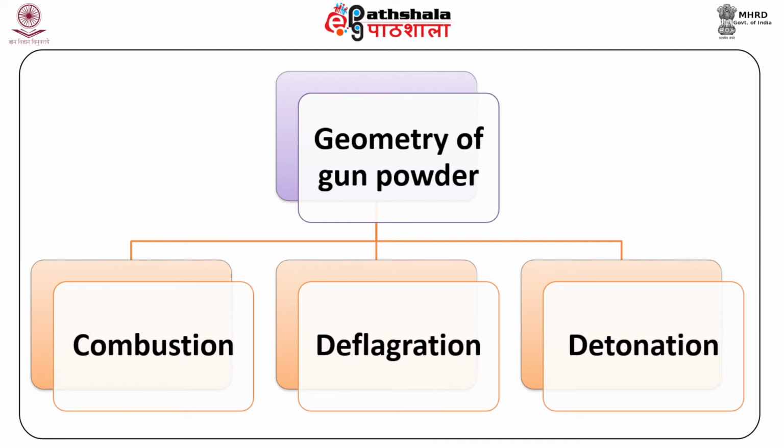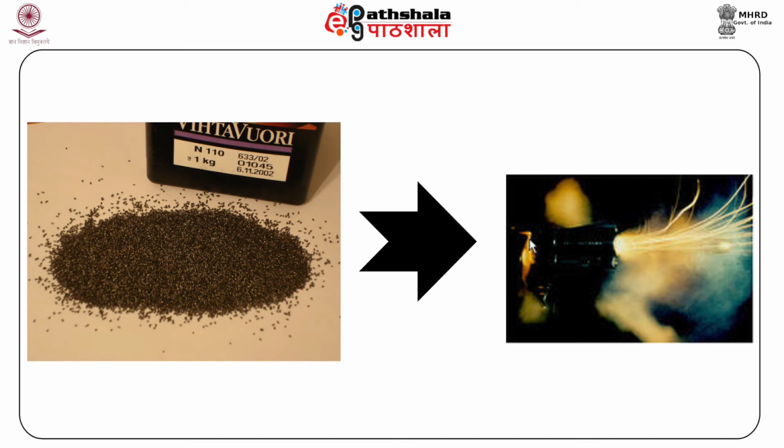Next is geometry of gunpowder. Burning of propellant is a function of geometry of gunpowder. Certain terms concerning burning are explained further. First is combustion. It takes place when the reaction of the burning propellant or substance arises out of its contact with the air in an open space.